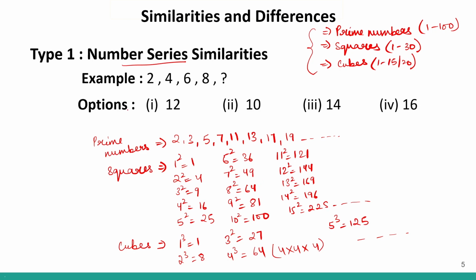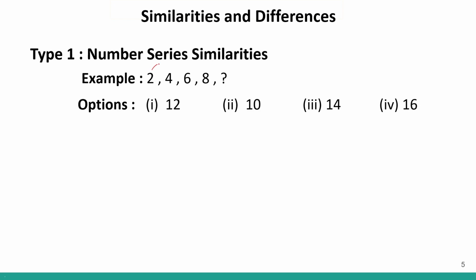Okay. Now let us look at this question. So whenever we deal with number series similarities, we have to identify the similar pattern that is being followed in this series, and we have to find the next element. So if we look at this series, from 2 we are going to 4, from 4 we are going to 6, from 6 we are going to 8. So I can identify a pattern. If I add 2 in 2, I'll get 4. Similarly, if I add 2 in 4, I'll get 6. If I add 2 in 6, I'll get 8. So there's an addition of 2. There's an addition of 2. So this is the pattern.